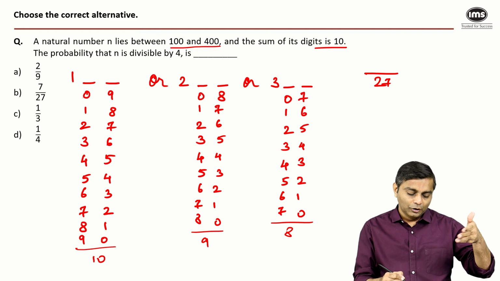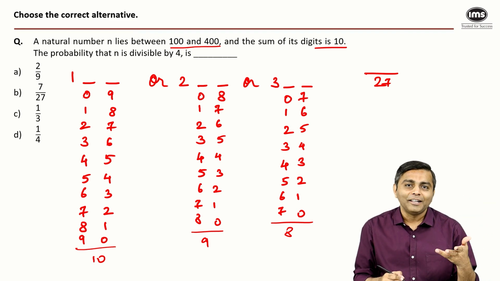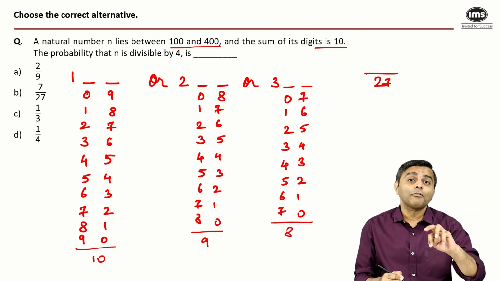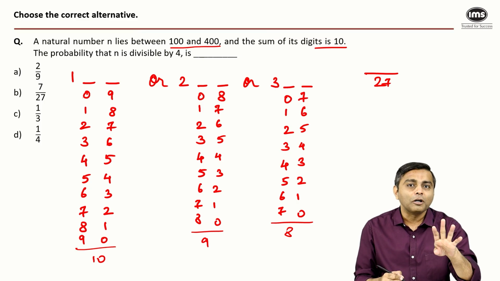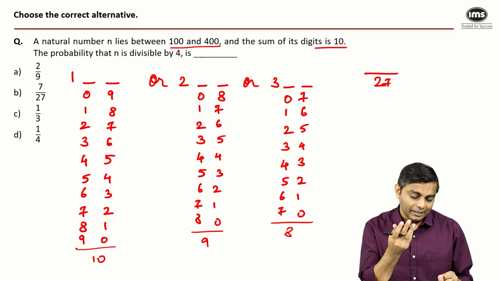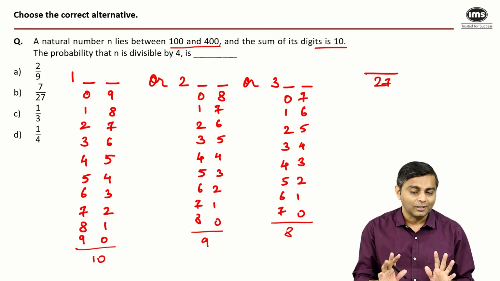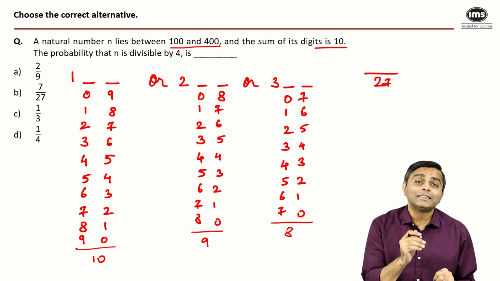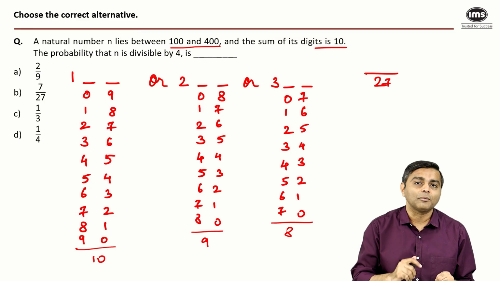Okay, if you see, there is actually only one option with 7 in the denominator, but there is a factor of 27 also. So I will not be very quick in marking the option. It may just cancel and I may get a 2 by 9 or a 1 by 3 or something like that. Okay. So now let's quickly see how many numbers out of these are divisible by 4.